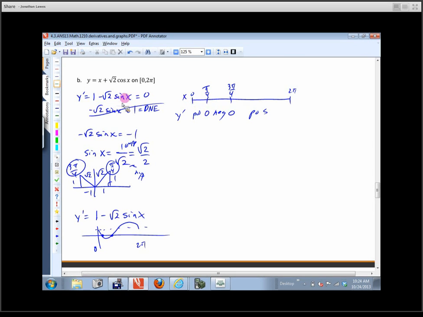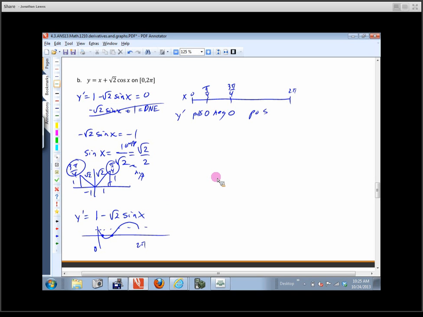Yeah, and what's the sign of 0? So this is 1 minus 0. That's positive, so it's positive in here. Okay? An easy number to plug in here would be pi halves. Plug in pi halves, and this is going to end up being 1 minus radical 2 times 1. So that would be 1 minus radical 2, which is a negative 0.4-ish. You'd get a negative value here, and then plug in any number over here, you're going to end up with a positive.